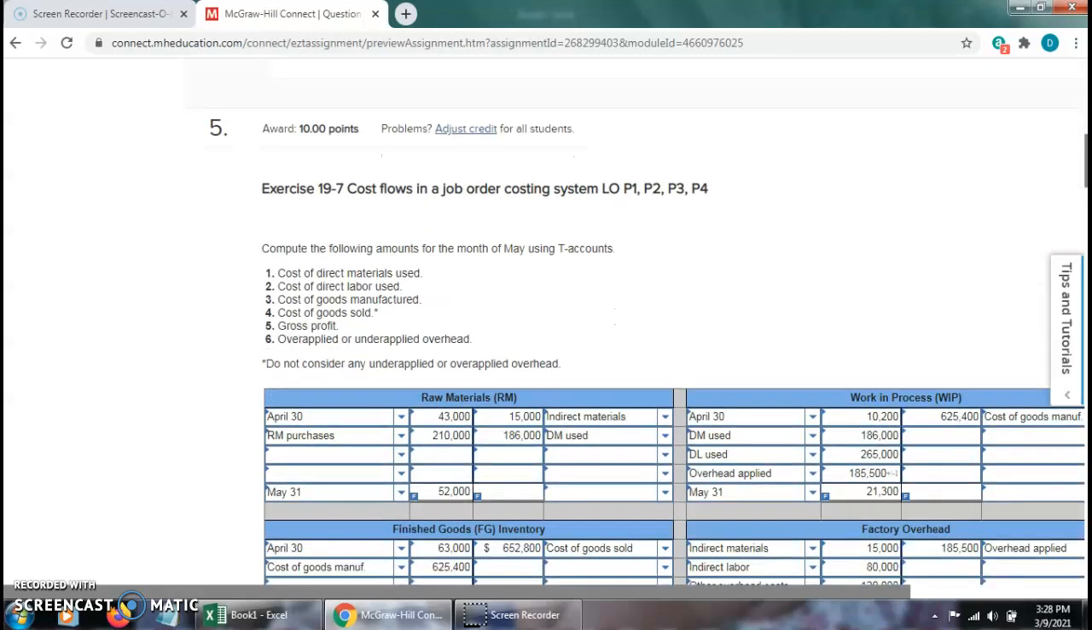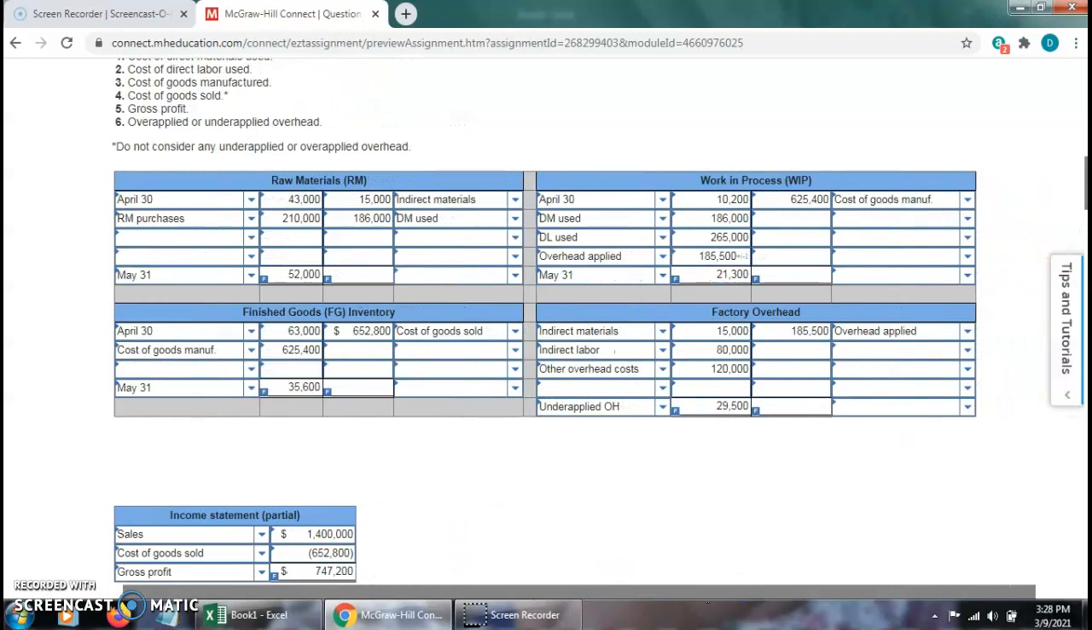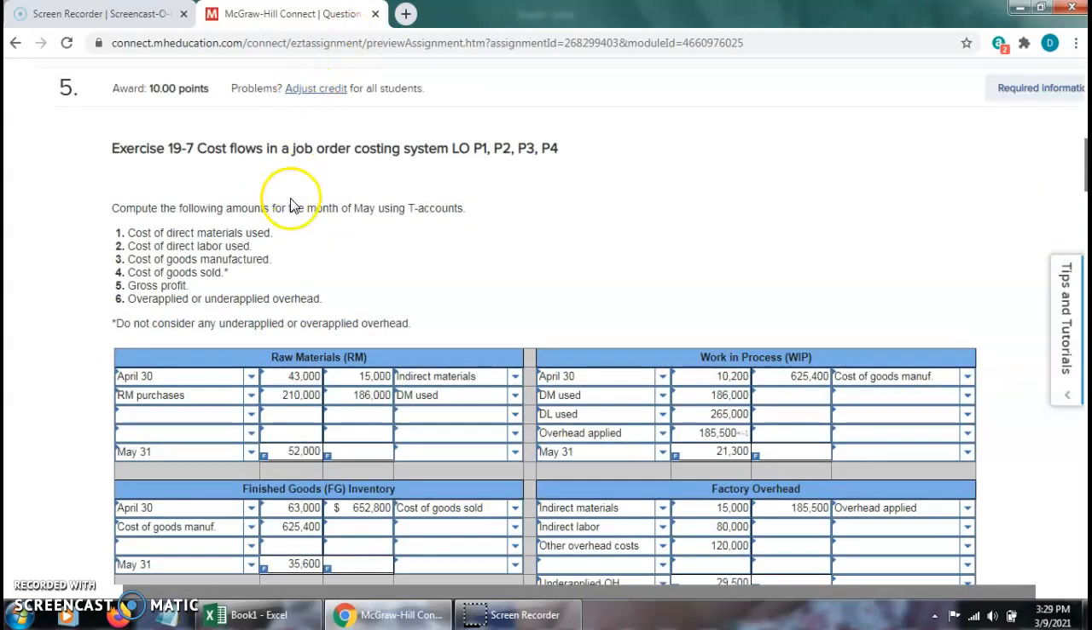Now we can look over here at our cost flows in question 5, our cost flows in job order costing. Look at the cost of our direct materials used. Remember what I was talking about in some other courses: you have to figure out the cost of the direct materials used, because that's what goes into calculating cost of goods manufactured. The way to figure out the cost of the materials used is beginning materials plus purchased minus ending. Remember, that's what we talked about before.